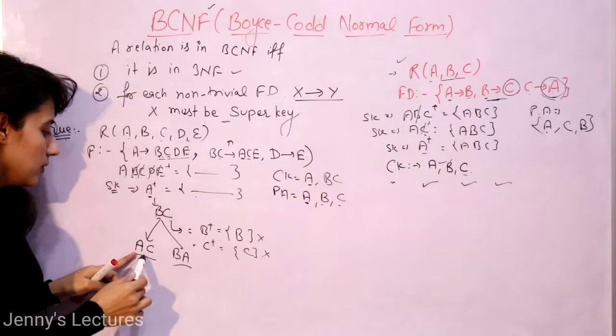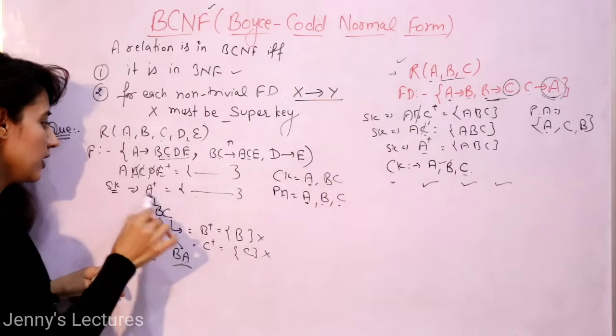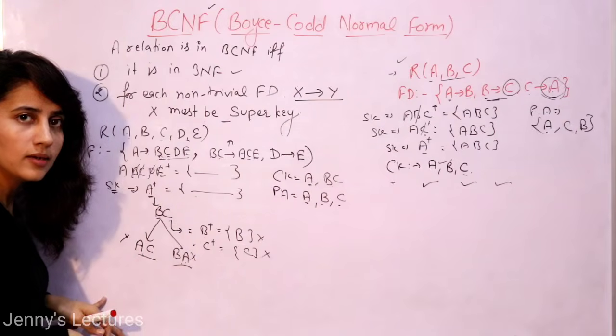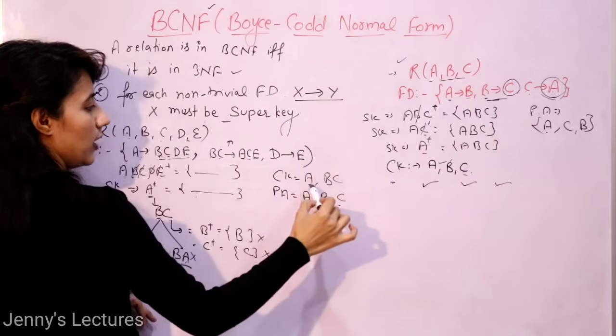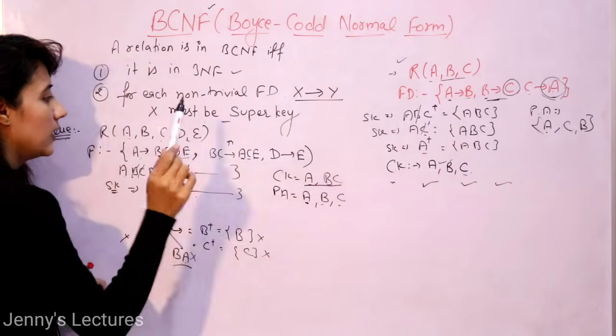Check out. These cannot be candidate keys. Why? Because it is a proper subset of this, and this is what? A, and A itself is a super key. So this cannot be a candidate key, this cannot be a candidate key, right? So in this case, we have only 2 candidate keys, A and BC. 3 prime attributes are there. Non-prime attributes are D and E.